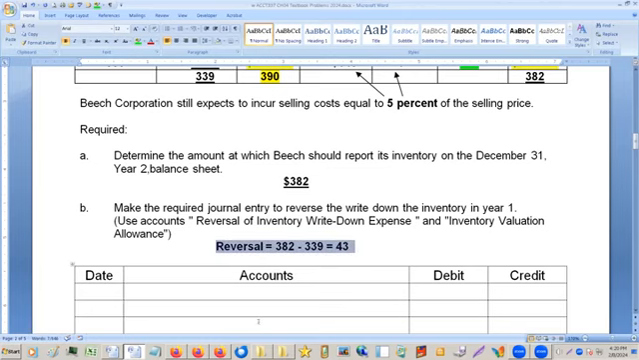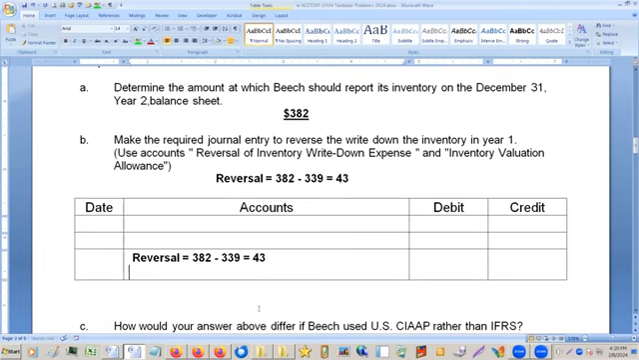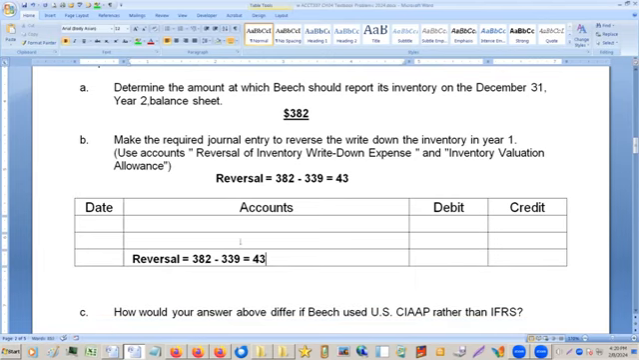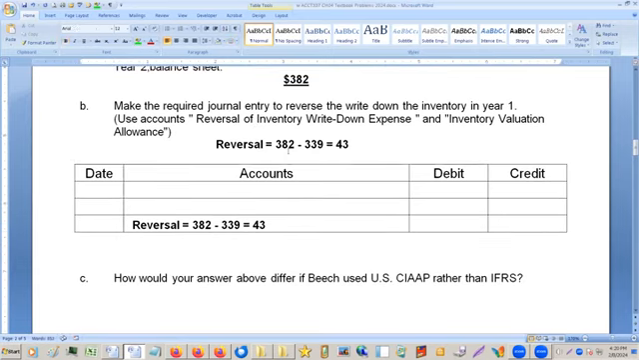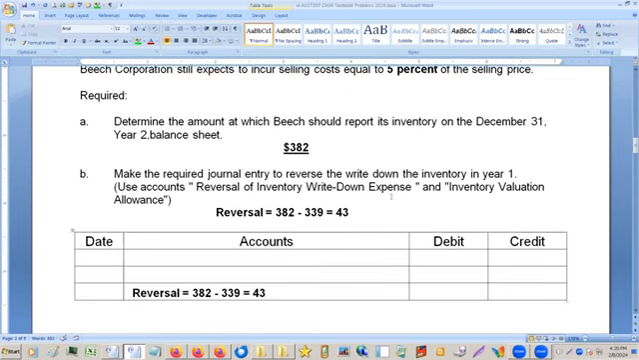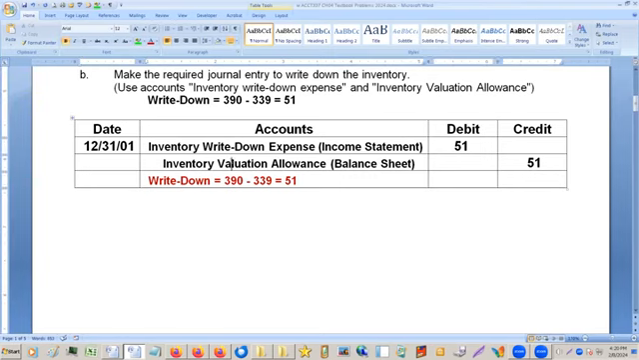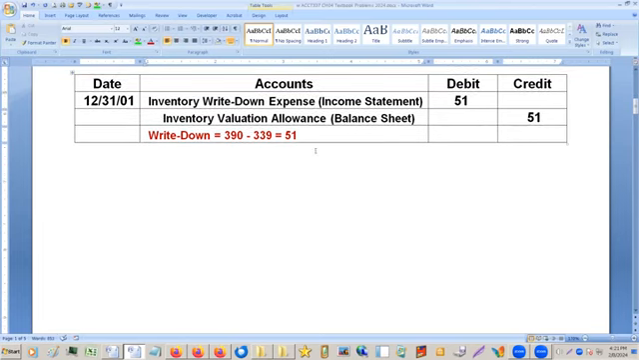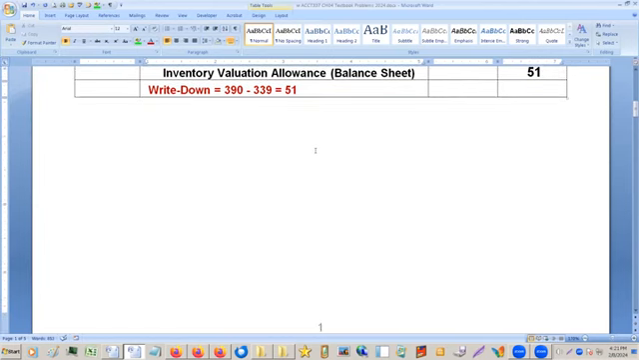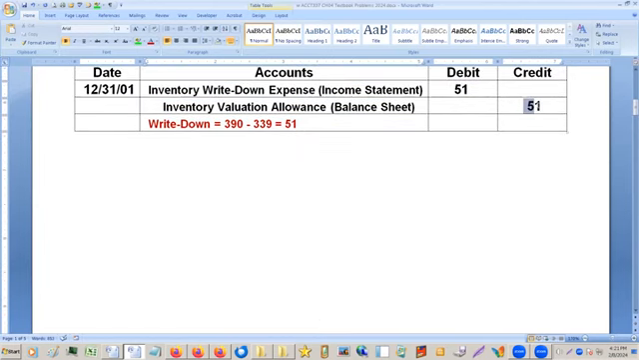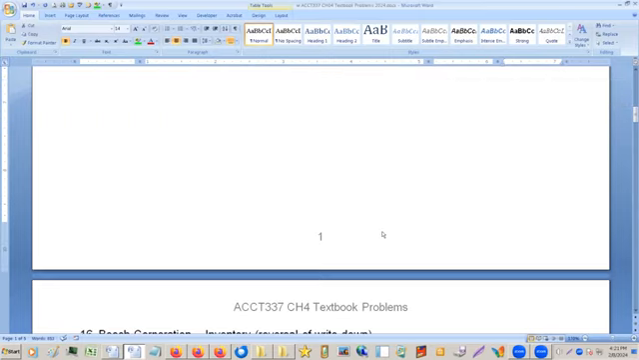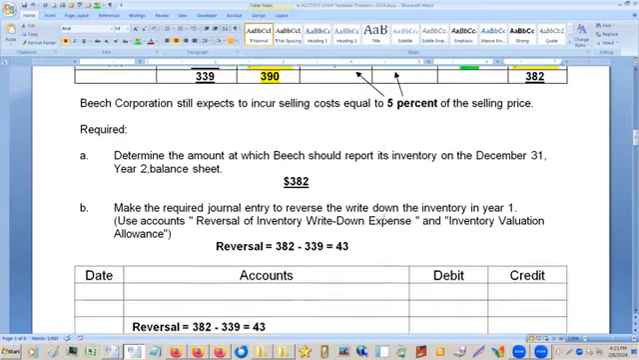And I am going to put that right in the equation. The accounts to use are reversal of write-down expense. Now you notice up here the expense was a debit, and expenses are virtually always debits. Well, we're going to reverse it. So the reversal of the expense will be a credit, kind of like a gain. And the inventory valuation, instead of reducing the inventory, will increase it by not 51, but 43.